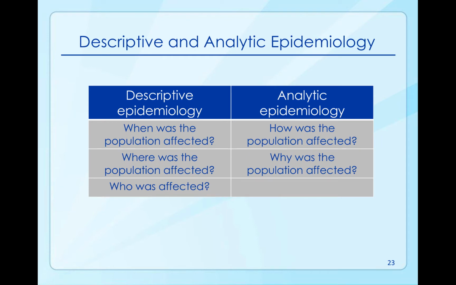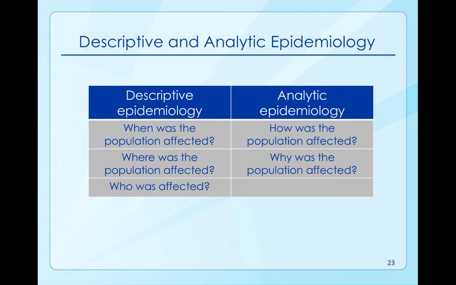In descriptive epidemiology, we're looking at time, place, and person. Another way of comparing descriptive and analytic is to say during the descriptive process, we're concerned with when were they affected, where were they affected, and who was affected. From the observations gathered during the descriptive process, a hypothesis is generated about the causes of observed patterns and the factors that increase the risk for disease or injury.